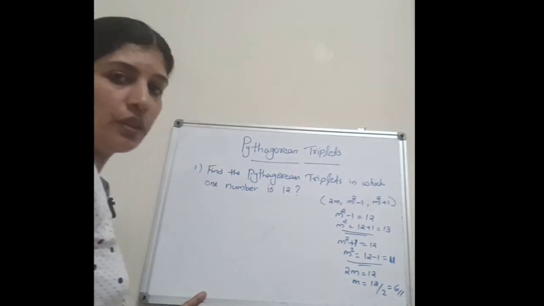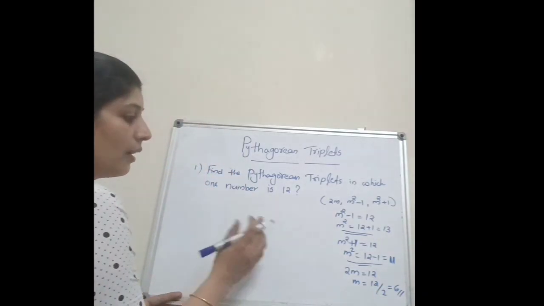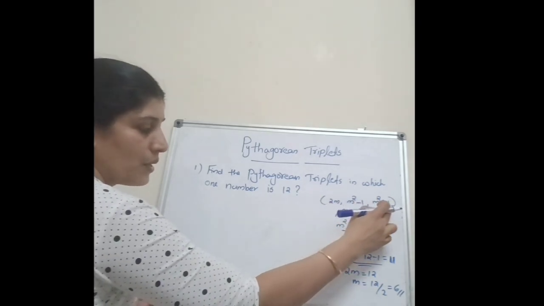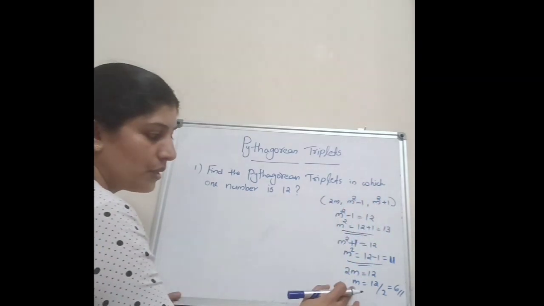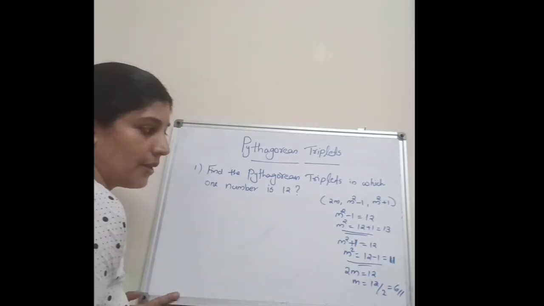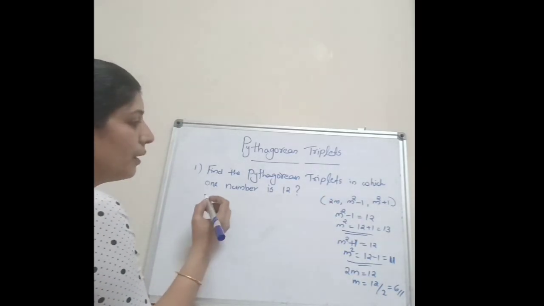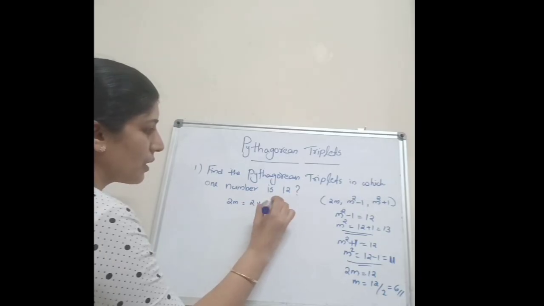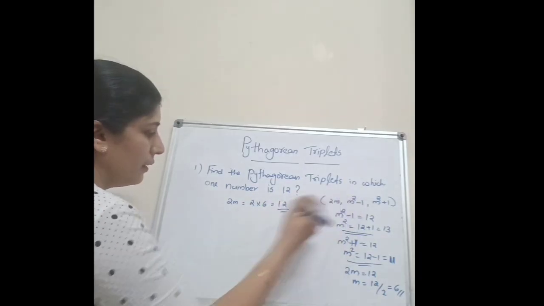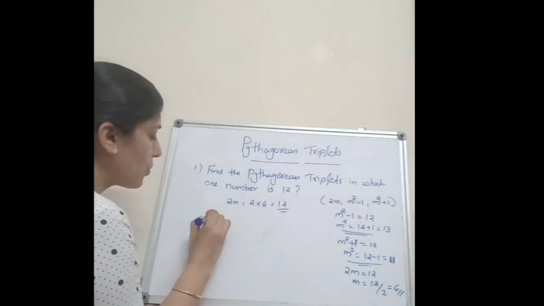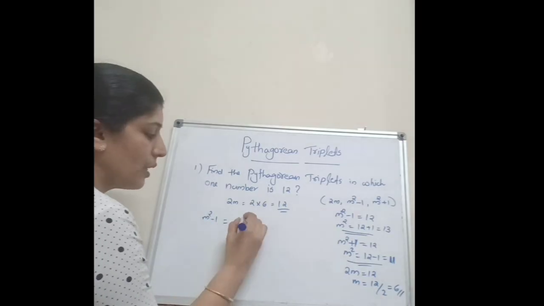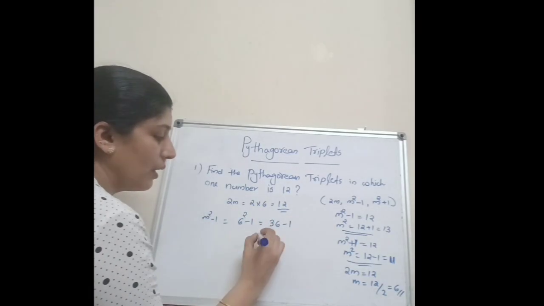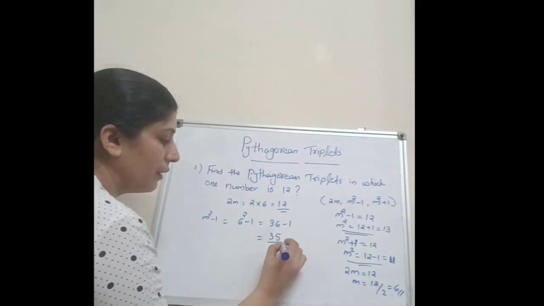Therefore, the Pythagorean triplets 2m, m square minus 1 and m square plus 1 can be found by using the value m equal to 6. For the first value, 2m equal to 2 into 6 equal to 12. Then the second value, m square minus 1 equal to 6 square minus 1, that is equal to 36 minus 1 is equal to 35.